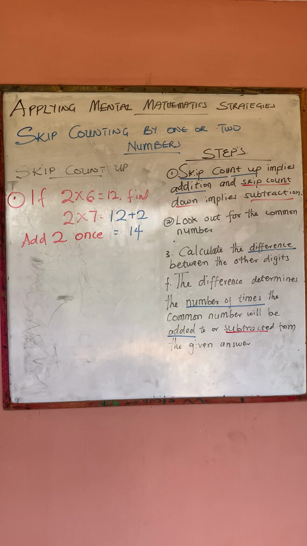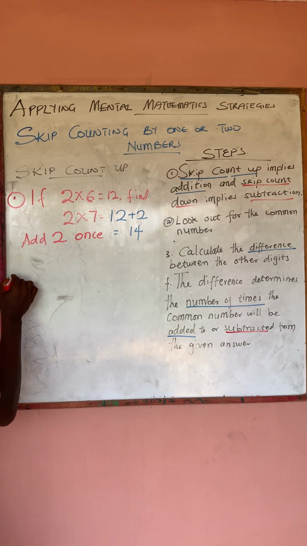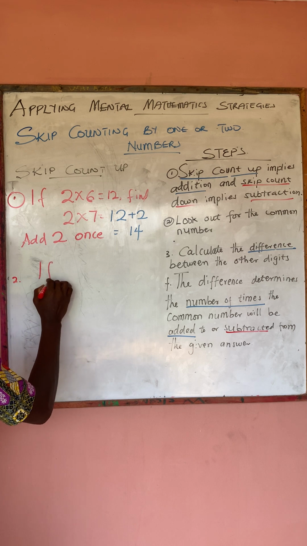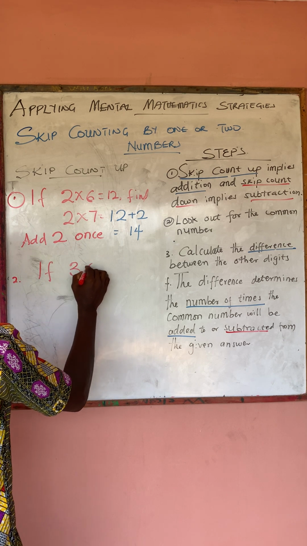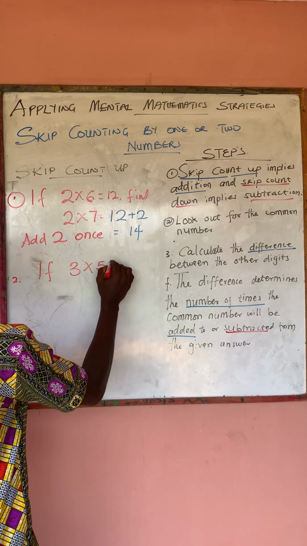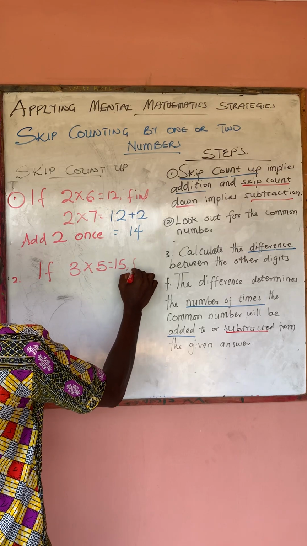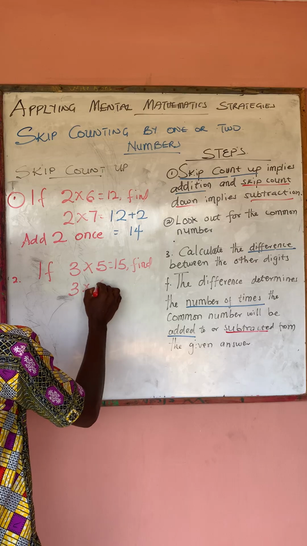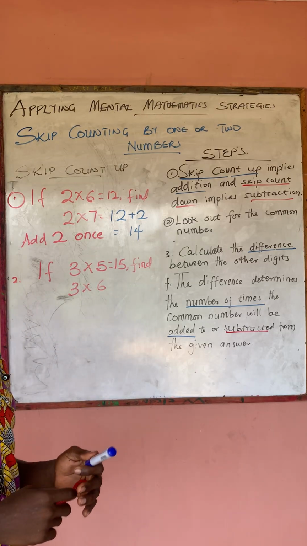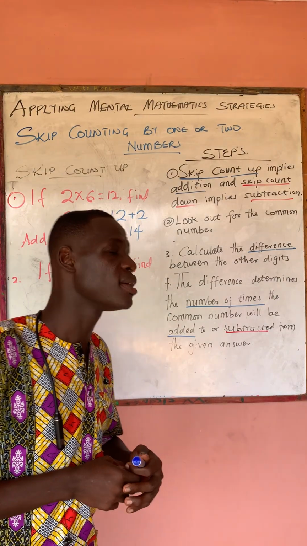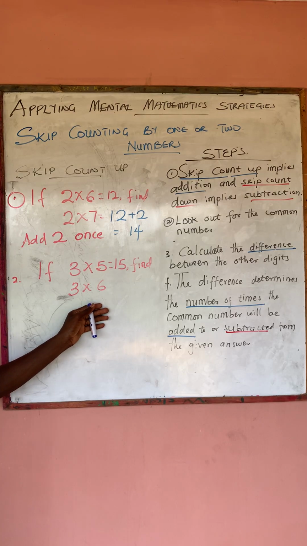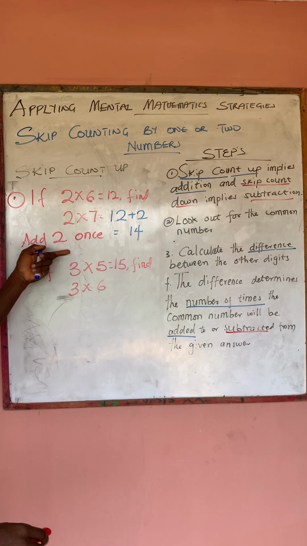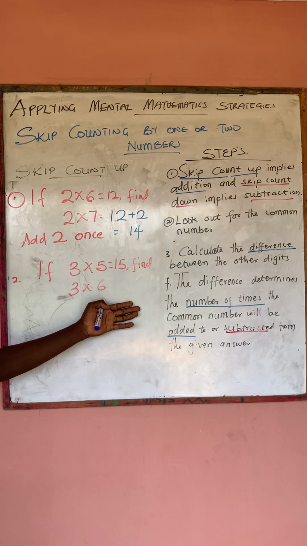Alright, let's take the second example. It says, if 3 times 5 equals 15, find 3 times 6. So we're going to go through the steps to write our rule, which will be used to find the value.